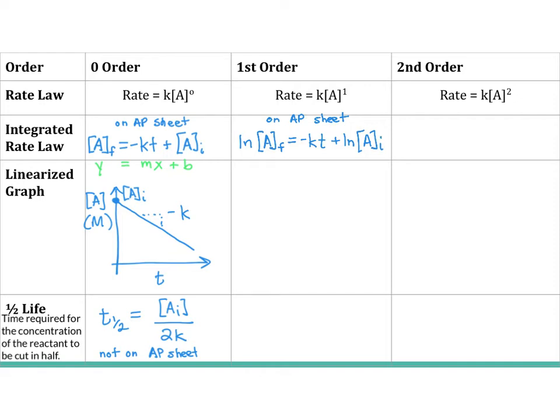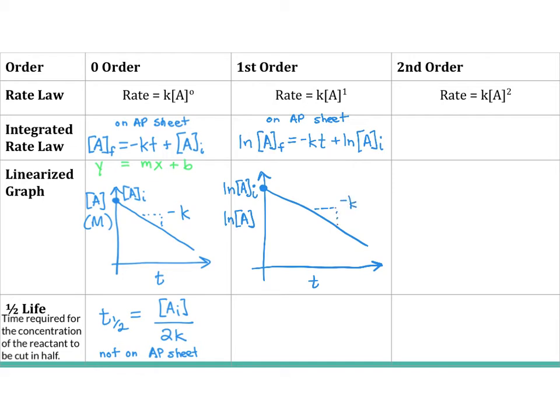So for this, a linearized graph is actually what we saw in our crystal violet lab. We saw that to linearize our graph of concentration versus time, we had to take the natural logarithm of the concentration to get a line for our graph. The y-intercept is the natural logarithm of the initial concentration of A, and the slope of this graph is equal to negative k.